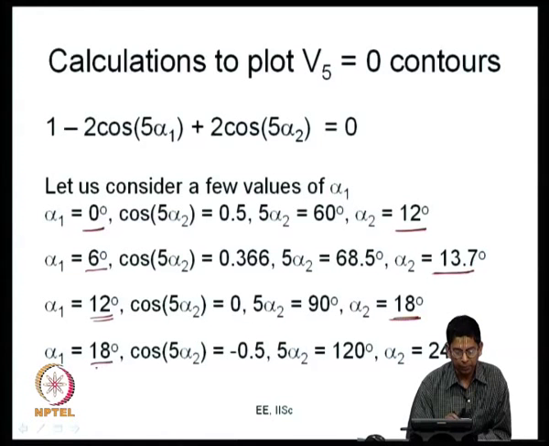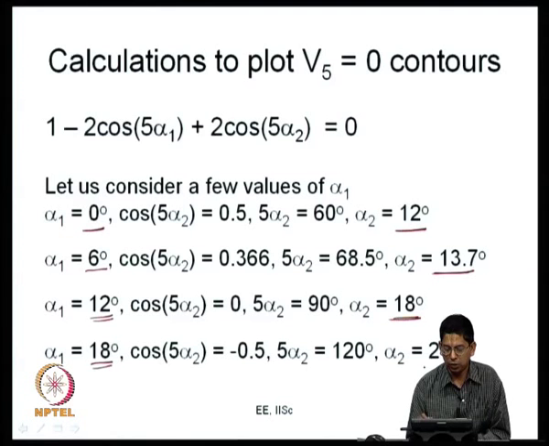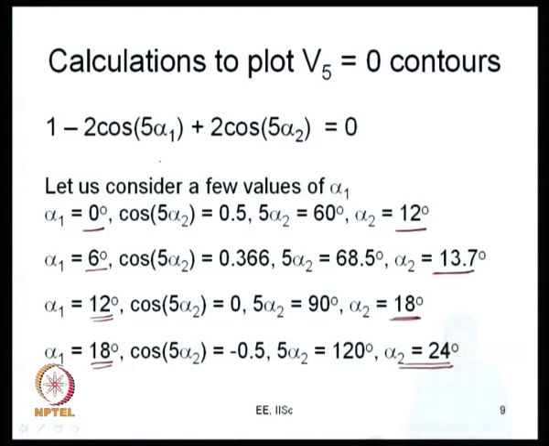Alright, I go further up, say alpha 1 is equal to 18 degrees. I get my solution as alpha 2 equals 24 degrees. So, if alpha 2 is 24, so 18 cos phi alpha 1 is basically cos 90, that is 0, and therefore, you are going to get cos phi alpha 2 as minus 0.5. So, phi alpha 2 is 120 and alpha 2 is 24 degrees. So, you get this point now. So, I have one more point.